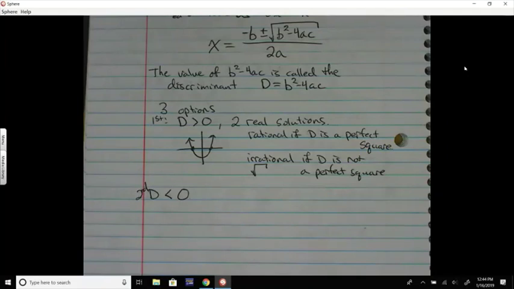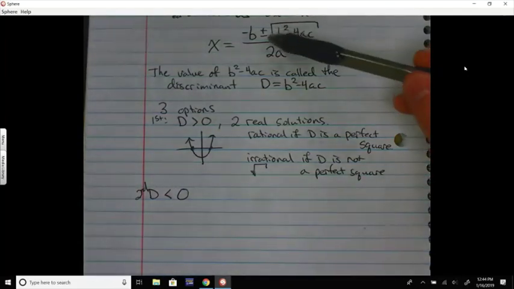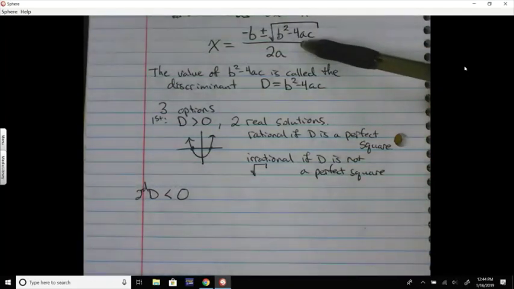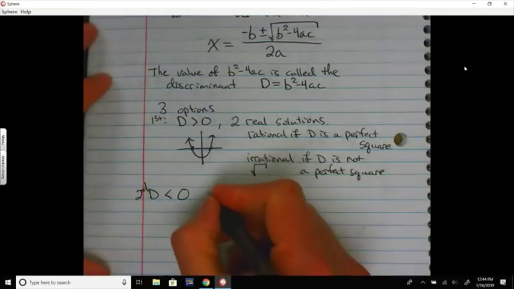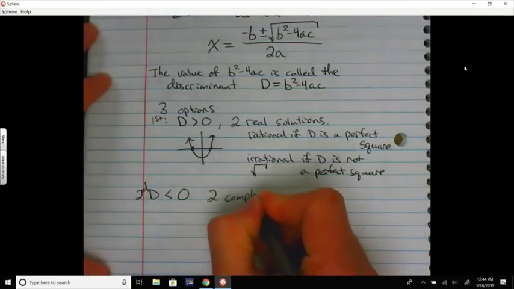So, if our discriminant is less than 0, what kind of numbers are less than 0? Negative numbers. And so when you take a square root of a negative, you get an i. So you get two complex roots.